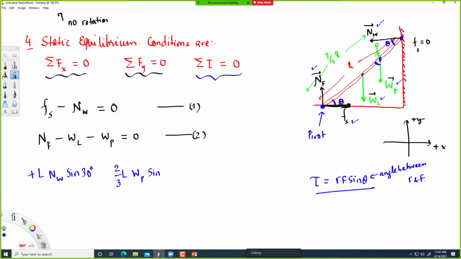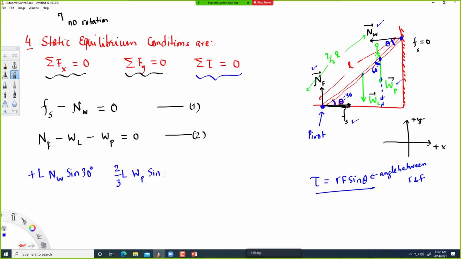What's that distance? Wait, it's not 90. It's 60, yeah. So this is 30. If you draw a triangle here, this is 90. So 30, 60, and 90 would be 180 degrees. So this should be 60 degrees.